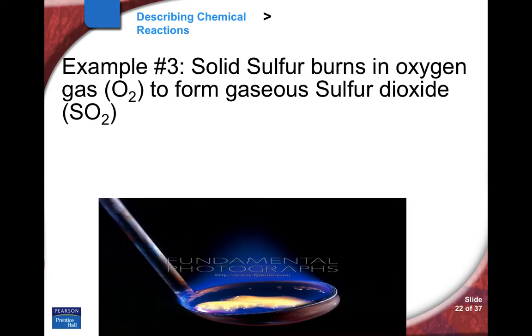Okay, example 3, solid sulfur burns in oxygen gas to form gaseous sulfur dioxide. So solid sulfur is S with a little subscript of an S, plus O2, little g for gas, forms SO2, and we know it's a gas.